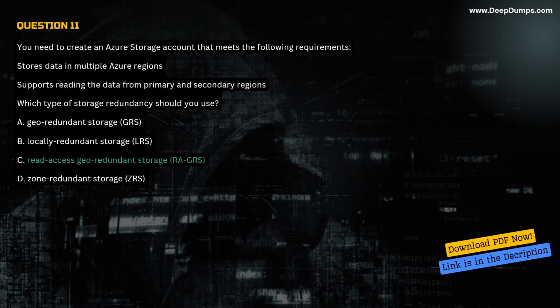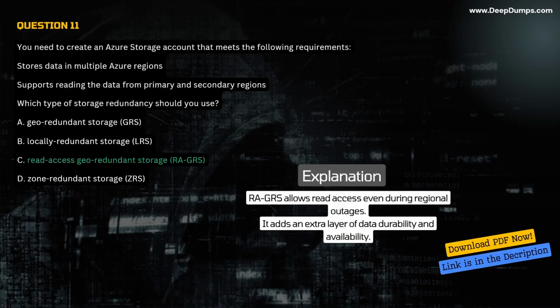Correct answer is C. Explanation: RAGRS allows read access even during regional outages. It adds an extra layer of data durability and availability.